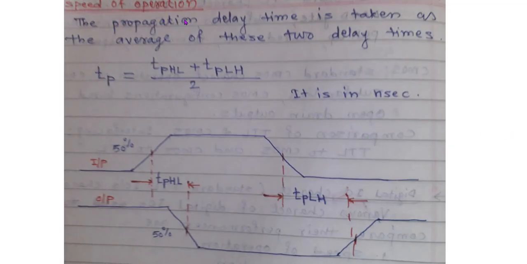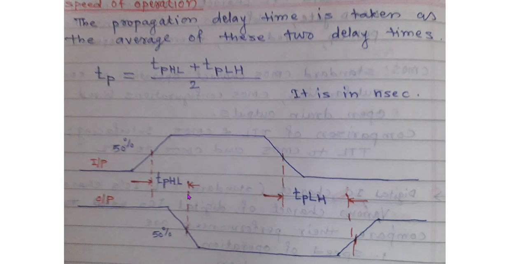Now we'll see the speed of operation. Speed of operation is specified in terms of propagation delay time. To understand this, we will take the input and output waveform of a NOT gate. This is the input waveform given to the NOT gate, and this is the output. When we give the input, we do not get the output immediately. Some time delay will be there to get the response.